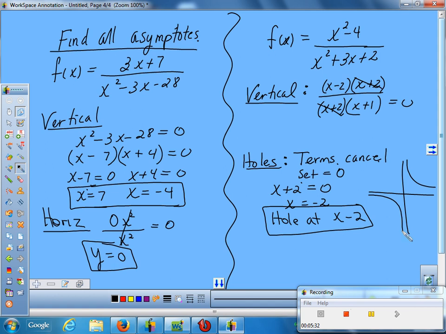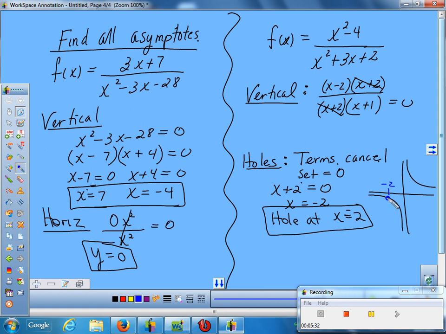When you set the term that cancels equal to 0, you get -2. There would literally be an open circle right there, just a hole. So there's no asymptote there. The x plus 1 did not cancel.